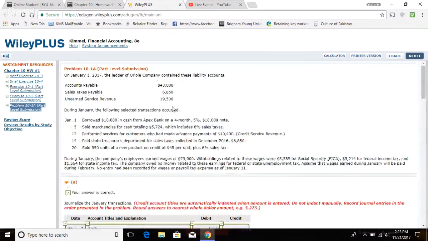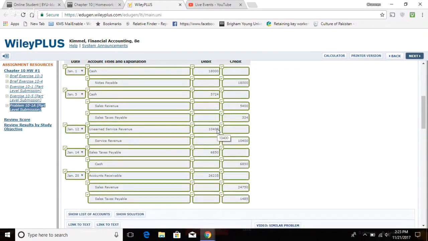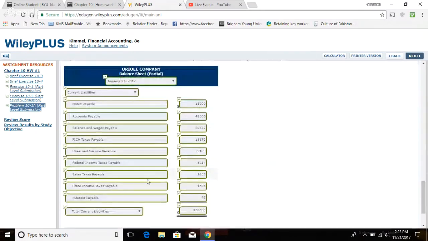And then we would plug in the remainder as far as unearned service revenue. We had started with 19,500, and because we had then realized the revenue of 10,400, we would subtract that from our unearned service revenue, and then that becomes our new balance in the unearned service revenue of 9,100. And then we would plug in the adjusting entries for federal and state income tax, and then the interest payable that we calculated. And then we would come up with our total current liabilities, this whole column together.